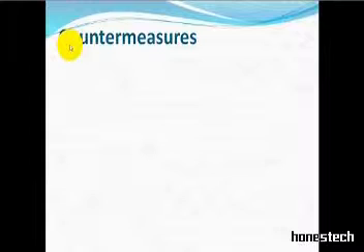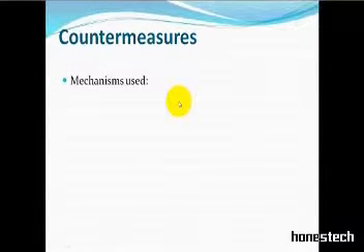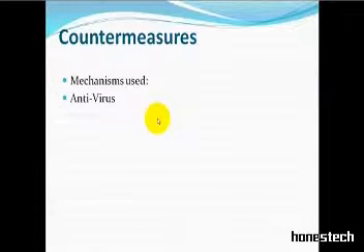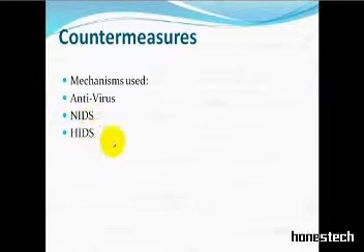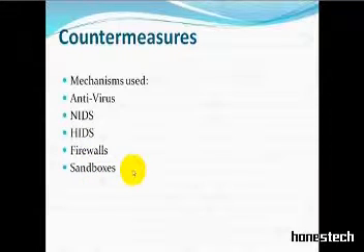Okay, hope you have an idea about malware attacks, different kinds of malware, and what kind of damage they can do to our computer systems. So the key thing you have to keep in mind is that we have to be protected from these kinds of attacks. But the problem is, how to protect from malware based attacks? Don't worry, we have some mechanisms. Several mechanisms are used as countermeasures. First thing is antiviruses, NIDS, HIDS, firewalls, and sandboxes. Don't worry, I'll explain NIDS and HIDS in further lessons.